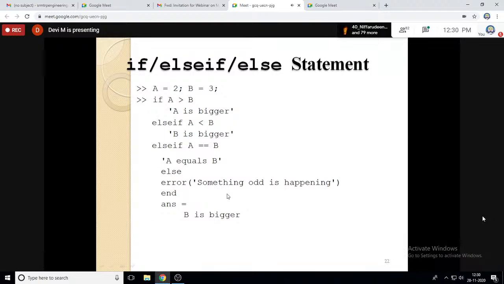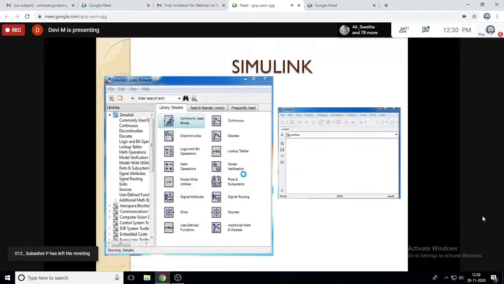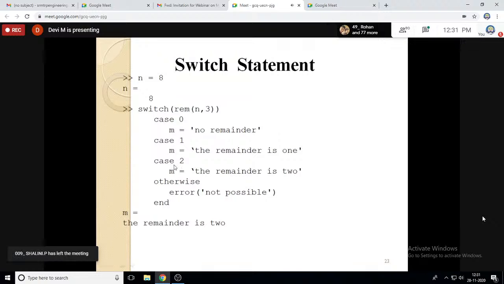So instead of doing the same example, I have taken a 3-case example. Divide a number by 3. If you divide any number by 3, what are the possible cases? The remainder will be 0, the remainder will be 1, or the remainder will be 2. So I have used that here. This is a switch case: remainder of case 2, the remainder is 2, otherwise not possible.